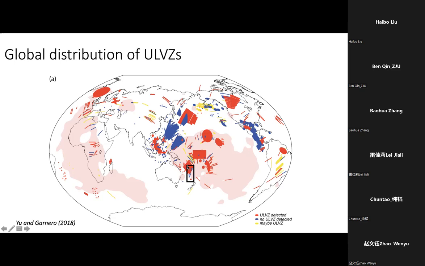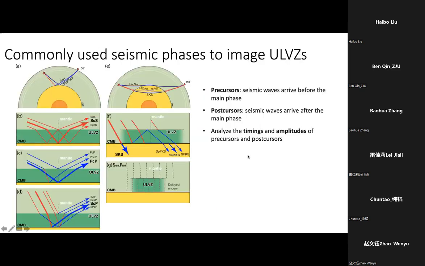For example, the black box just highlights the study area examined in this paper. As you can see, it contains both red and blue regions, right? Which means some of the studies suggest the ultra low velocity zone exists, whereas some other studies do not support its presence. So it's actually quite complex and debatable.